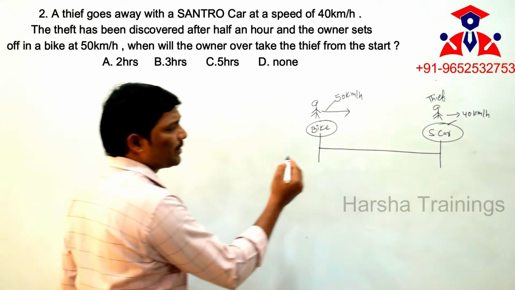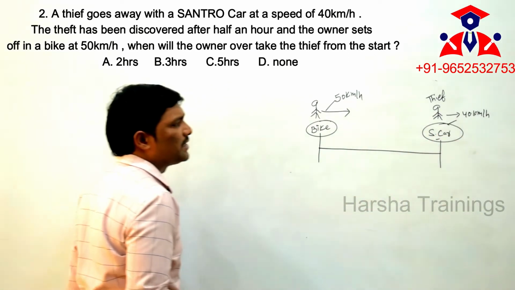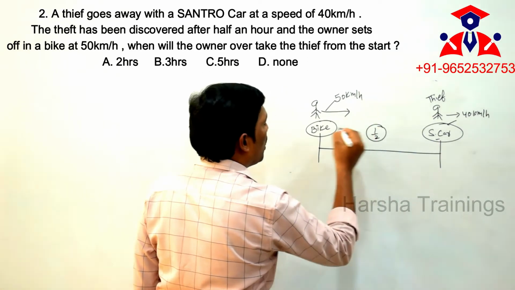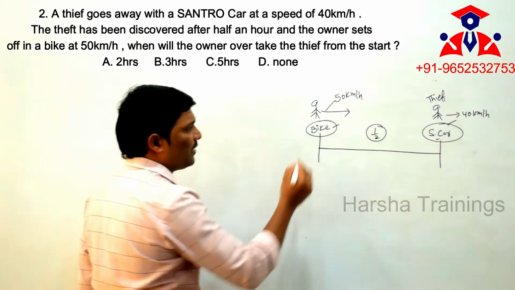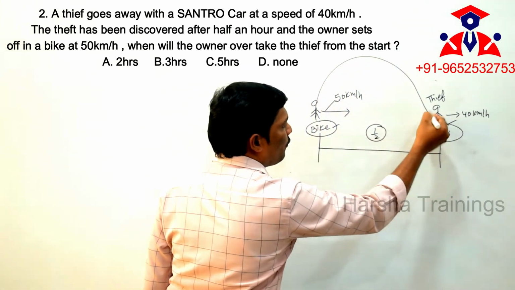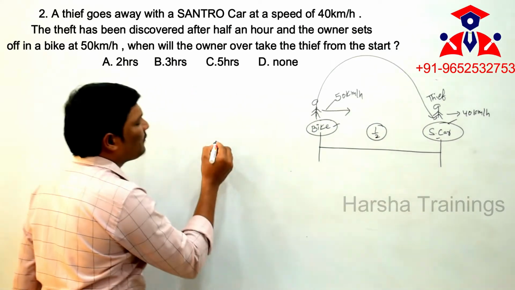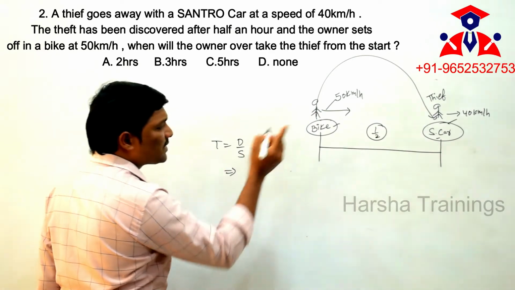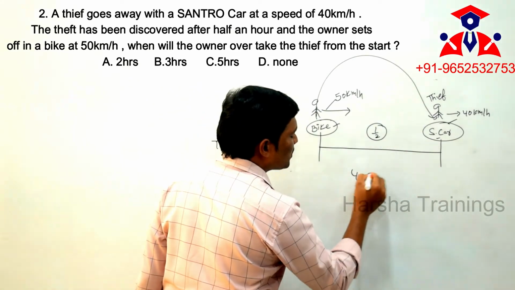Look at the diagram, guys. Here a thief goes away with a Santro car with a speed of 40 km per hour. After half an hour, the owner sets off on a bike with a speed of 50 km per hour. So when will the owner overtake the thief? Find out the time. What is the formula of time, guys? Distance by speed. So distance is given here? Yes, given here. So thief speed is how much?